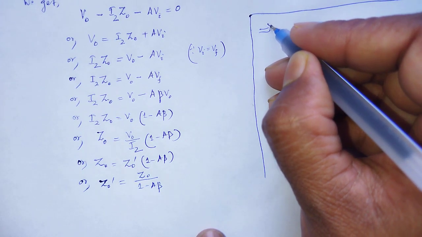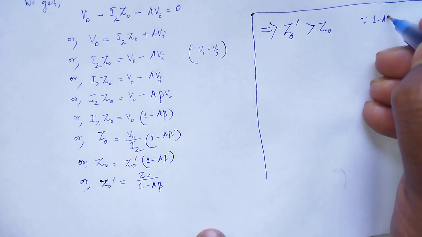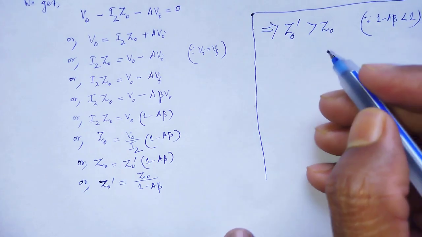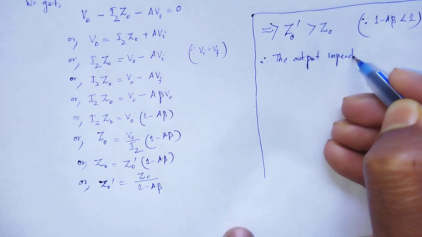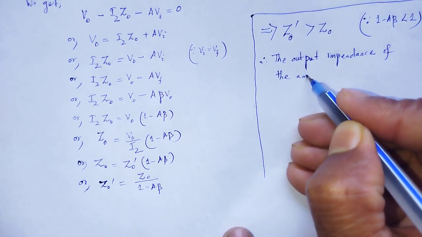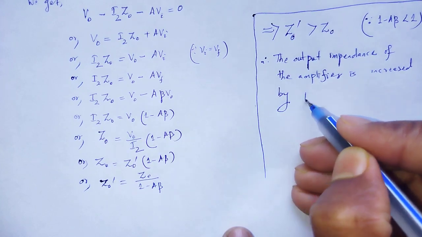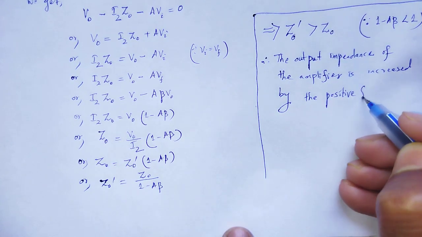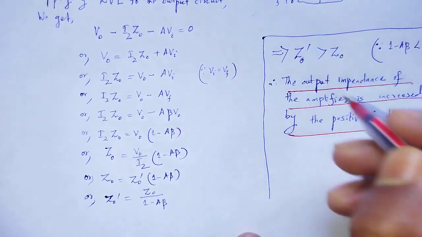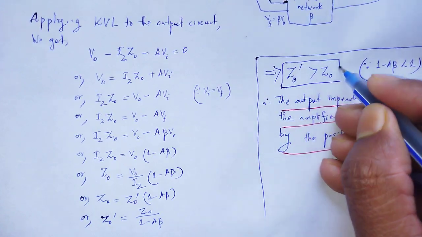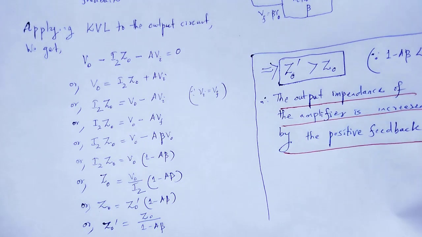Which implies Z0 dash is greater than Z0. Why? As 1 minus A beta is less than 1. So we conclude the output impedance of the amplifier is increased by the positive feedback. When we apply positive feedback, the output impedance of the amplifier increases. In this way, we show how positive feedback influences both input impedance as well as output impedance.